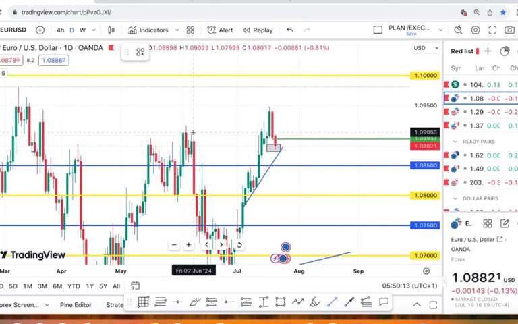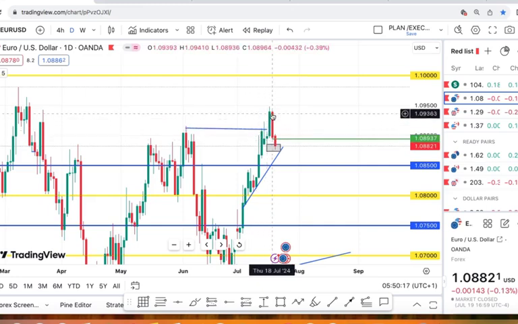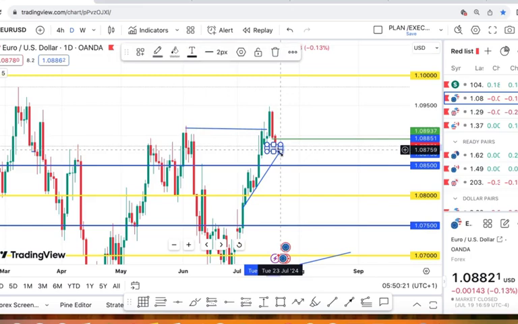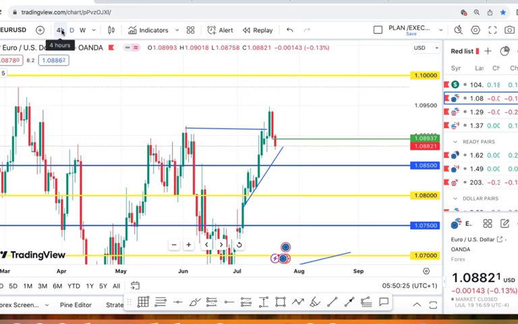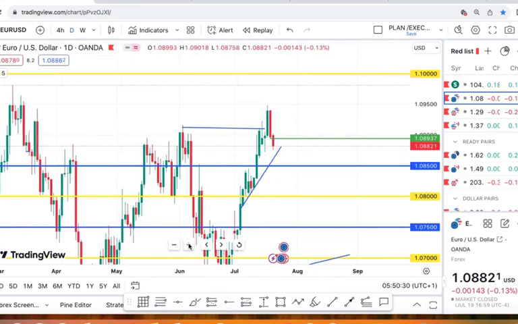Price actually took out this high. Okay, took out this high, traded above it, and now as you can see, price is currently reversing to the downside. So now what are we looking at moving forward on the daily?